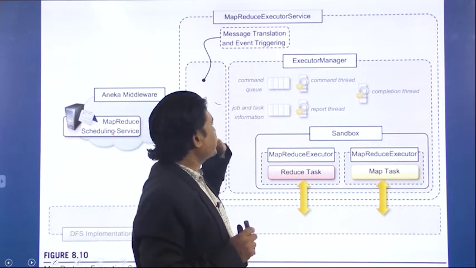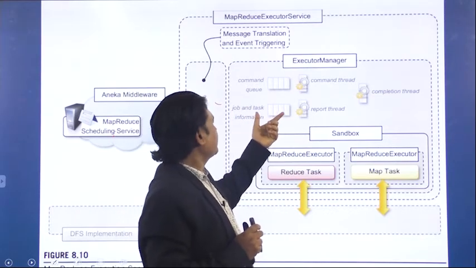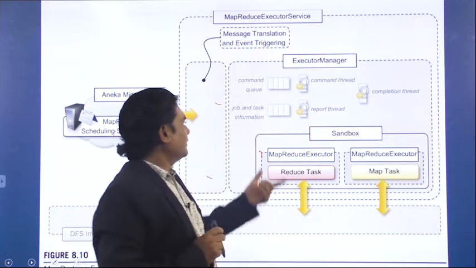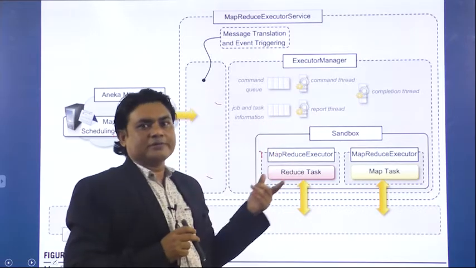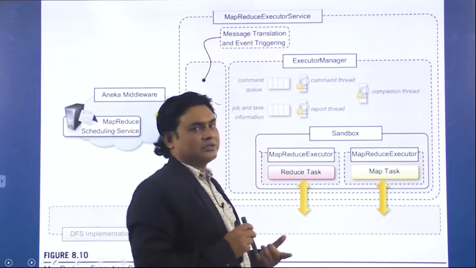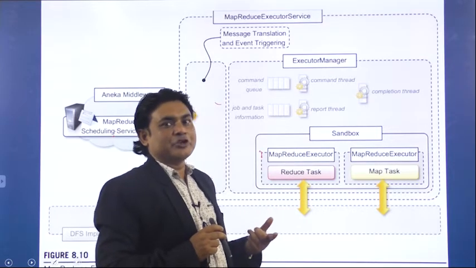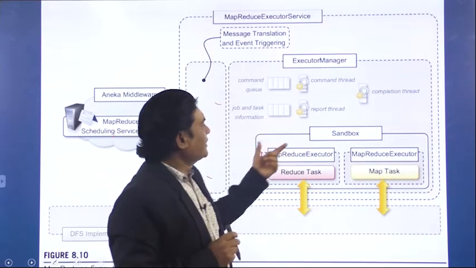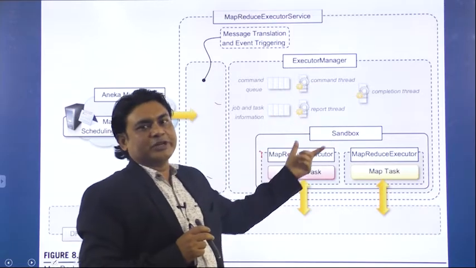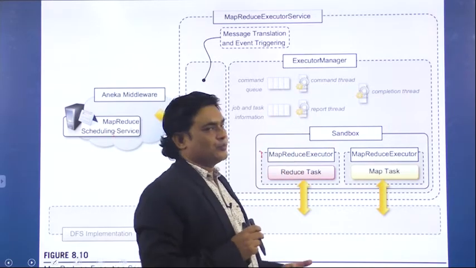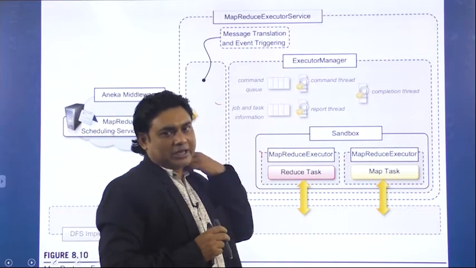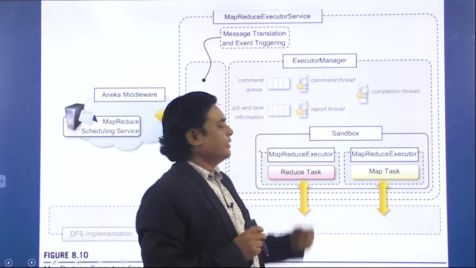Then we have job and task information. Here the information about the particular jobs will be displayed: which job has to be executed first, which second, which third. So we maintain the priority scheduling of the jobs. And then we have the report threads. Once the output has been generated, the report has to be sent back to the client, so for that we maintain the report threads.